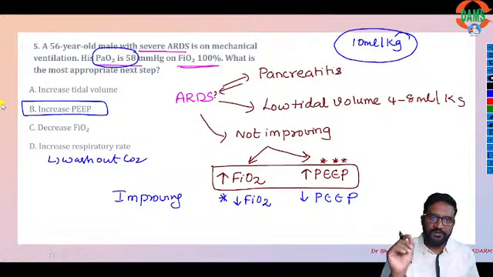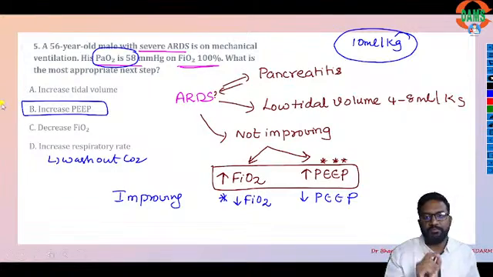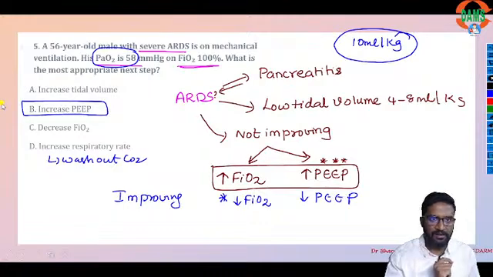So these questions are very simple. They are based on logical guidelines. If you get confused in the exam, it will be problematic. Not improving, the important step is increasing PEEP. Improving, the important step is decreasing FiO2. If you follow this principle, 90% of your answers will be right.